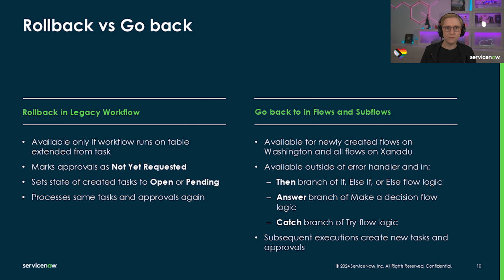To enhance this functionality for legacy workflows containing tasks and approvals, you can use the rollback action, which will set all approvals between it and the loopback target to not yet requested, and reset all tasks to open or pending. When the execution returns to these records, they will be re-requested and tasks must be worked from the start. For flows and the go back to logic, this works a little differently, and we'll walk through some examples in the next couple of slides.